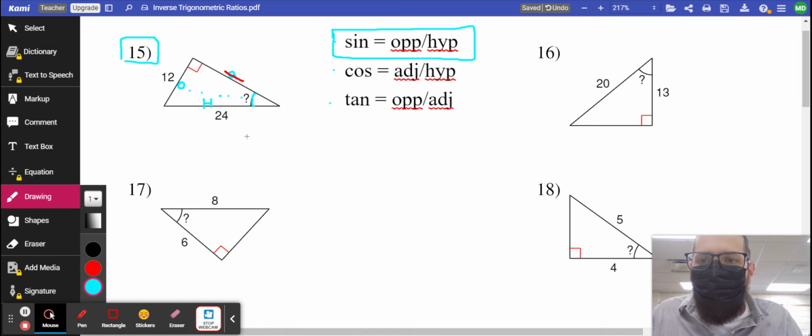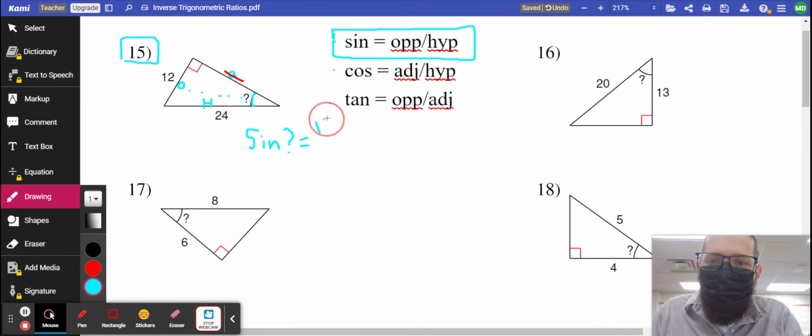So here's what I'm going to do. I'm going to say the sine of my missing angle. So you could do sine question mark, or you could do sine theta. I'll do sine question mark here. So the sine of my angle has got to be equal to this fraction, which is the opposite over the hypotenuse, which is 12 over 24.